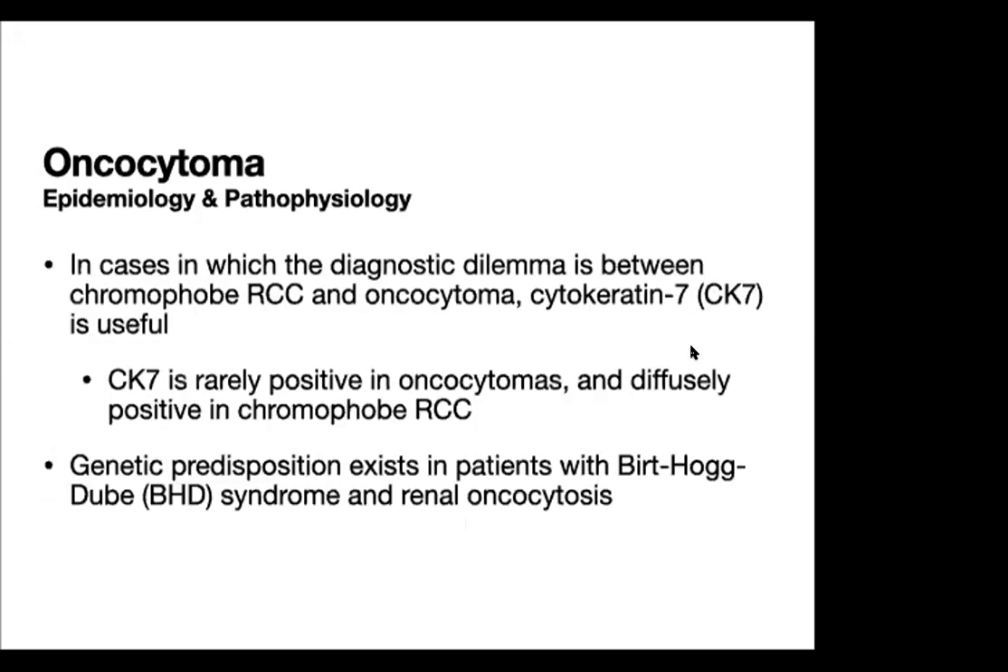In cases in which the diagnostic dilemma is between chromophobe RCC and oncocytoma, cytokeratin 7 is useful. It is rarely positive in oncocytomas and diffusely positive in chromophobe RCC. Genetic predisposition exists in patients with Birt-Hogg-Dubé syndrome or BHD and renal oncocytomas.